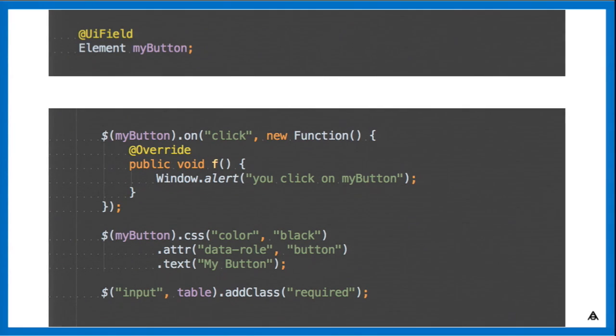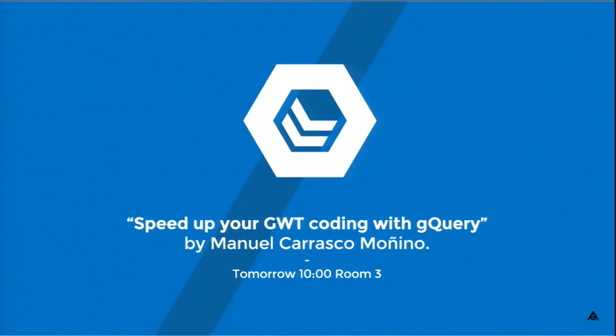So if you have to change something, the API of jQuery is more powerful than the API offered by the widget. If you are more interested in that, Manolo here will give a talk about how to speed up your GWT coding with GWT.create. It's tomorrow in room 3 at 10 a.m.